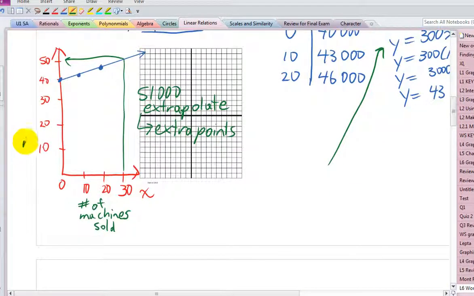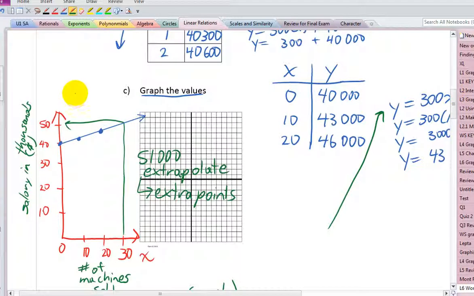This here would be his salary in thousands. So 10,000, 20,000. The units is dollars. Units go in brackets. Number of machines don't have units because it's just a number reflecting the number of machines sold. Otherwise, you should always put your units in brackets. Nice little title for a graph. This would be the salesman's salary.